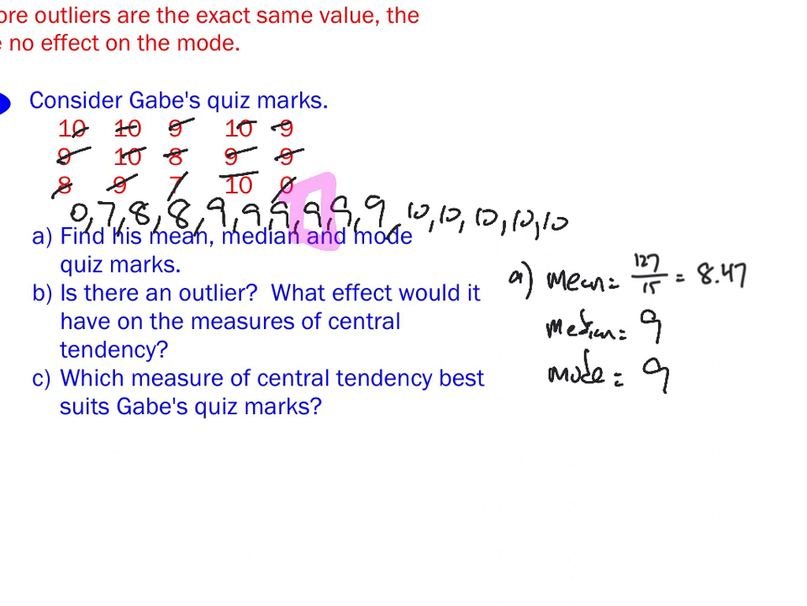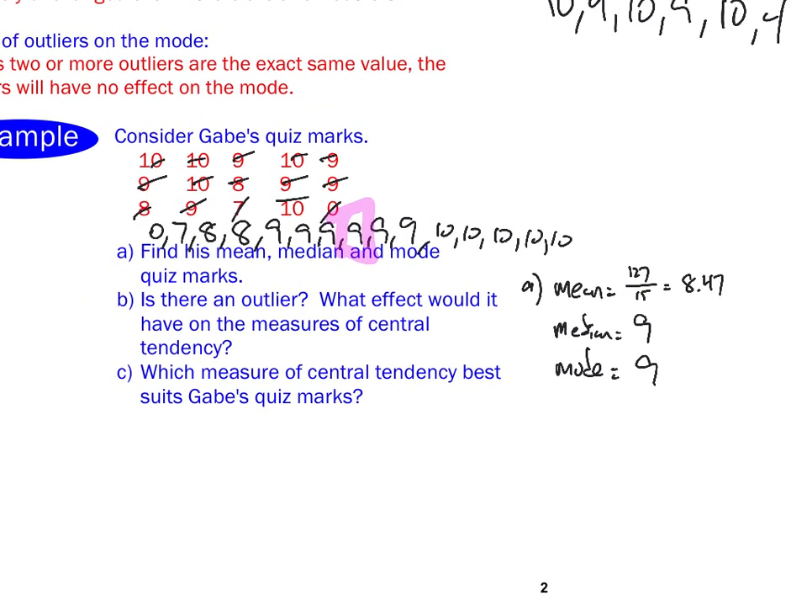Quiz marks. Is there an outlier? Which one? 0. What effect would it have on the measures of central tendency? It would have no effect on the median, and no effect on the mode either. But it would have an effect on the mean.